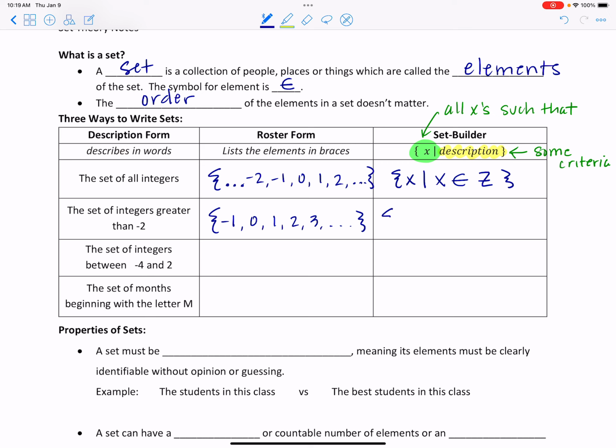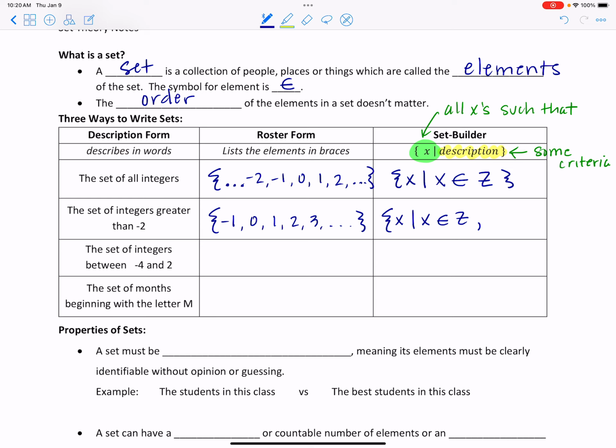And now I want to say for my set builder notation a couple of things. I have all x's such that. So x, again, x could be numbers, people, places, things, whatever the objects are, we're just going to call them x's. And then we want to say what's true about the x's. So in this case, we're dealing with integers again. So I still want to say my x's are elements of the integers, but it's not all of the integers. This time it's only the integers that are greater than -2.